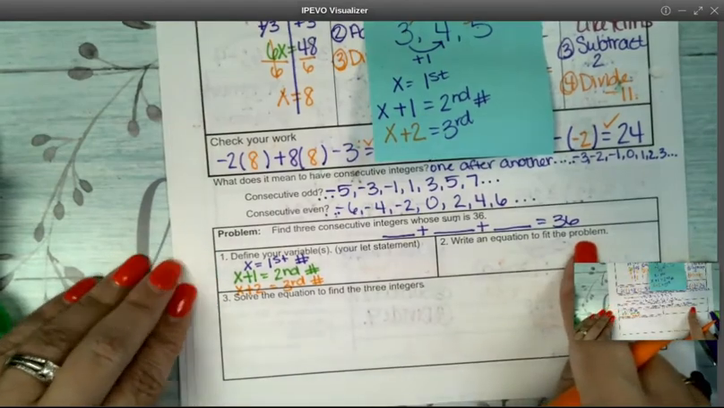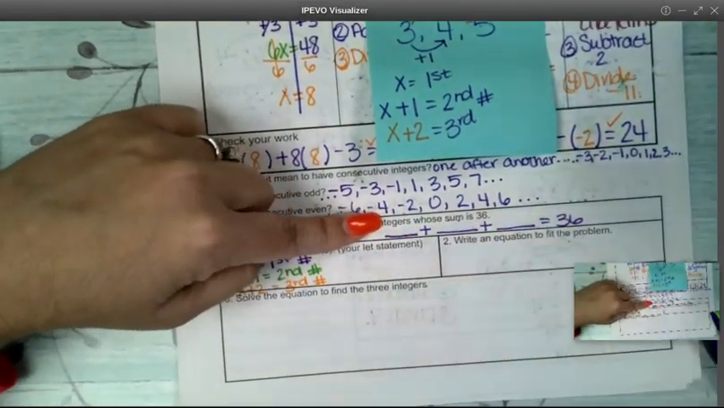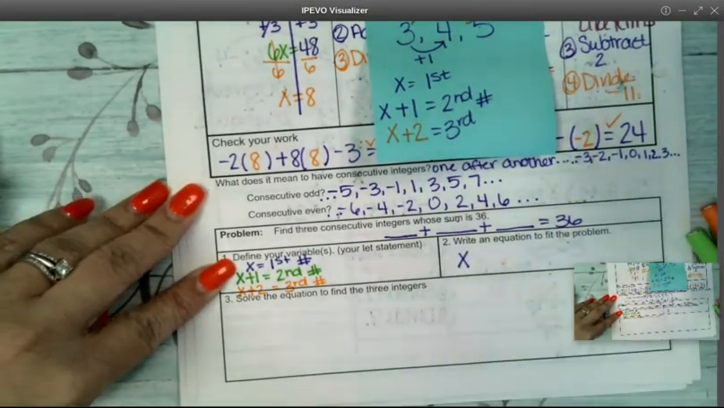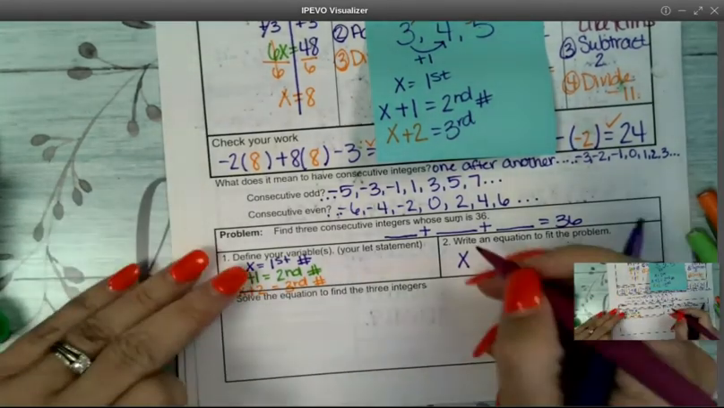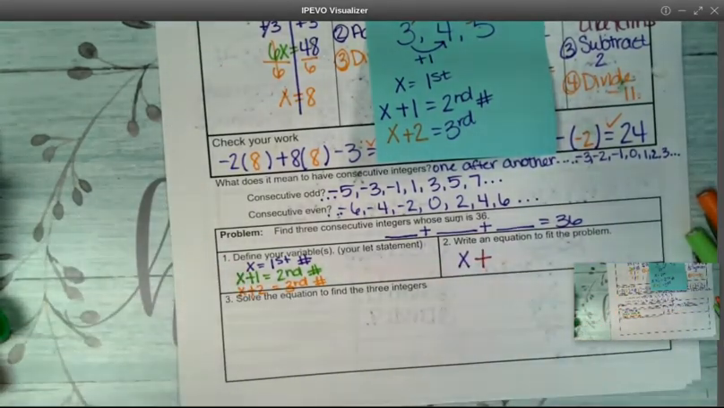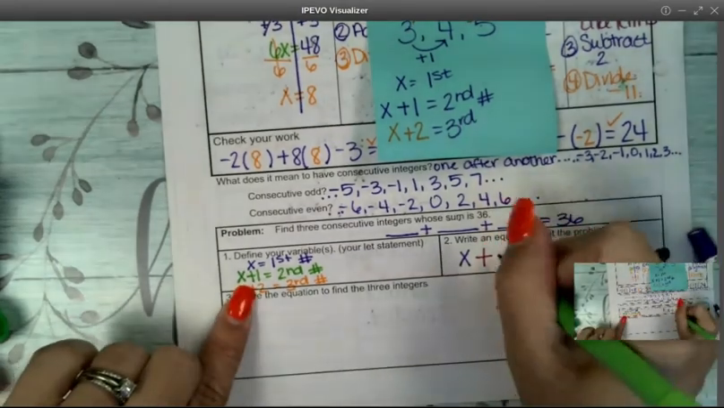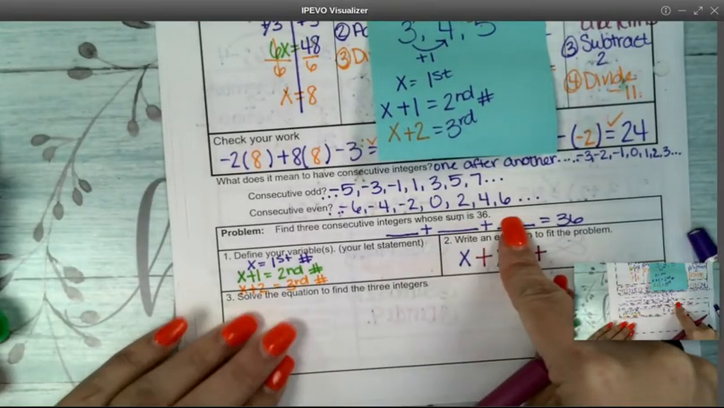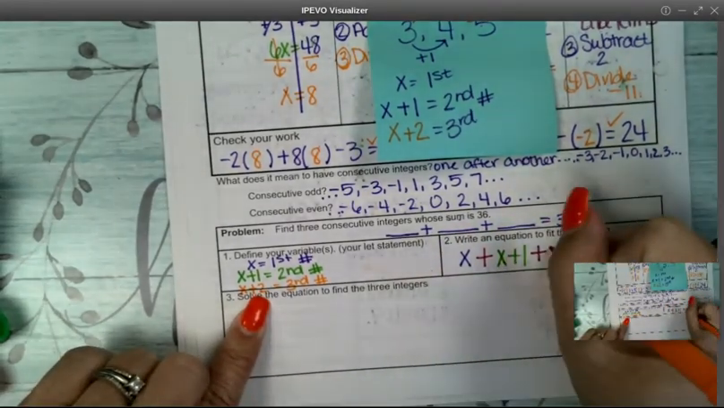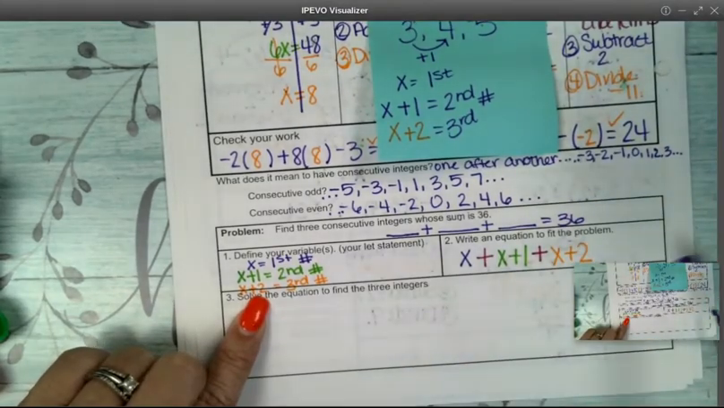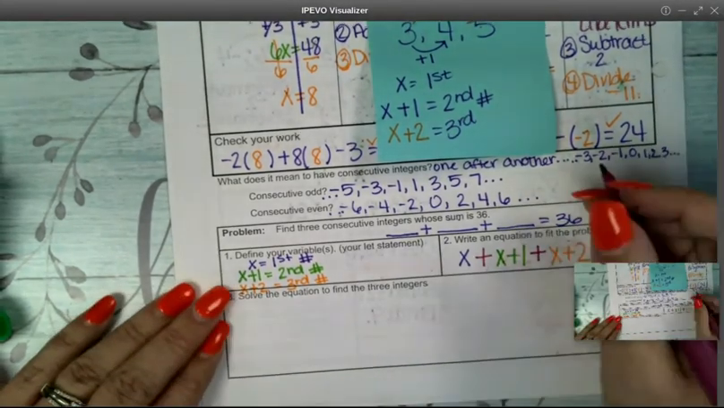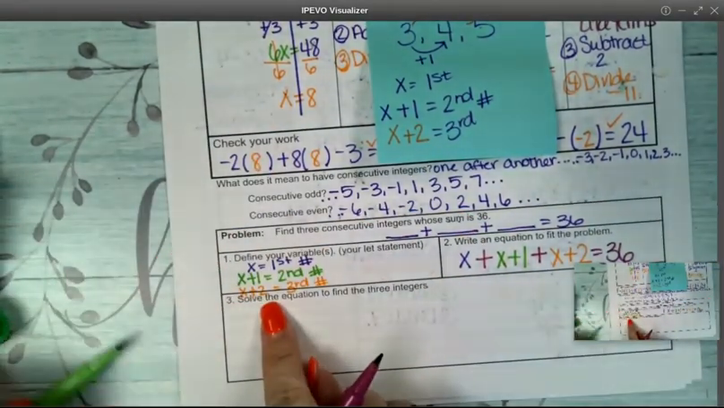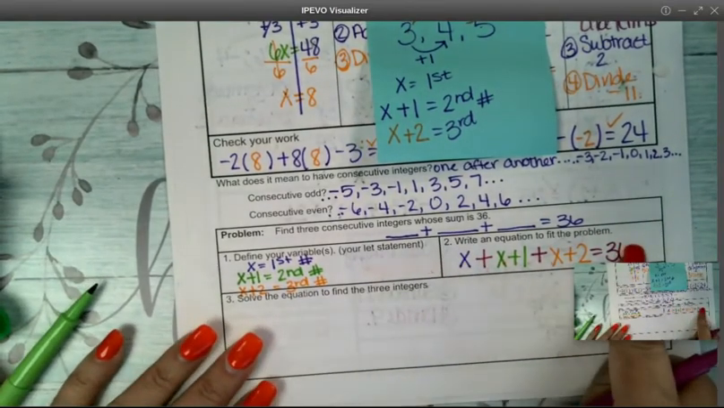So to write the equation to fit this problem, we've kind of got it set up here. But now let's put our variables and numbers in it. We have x, and then we're going to say plus. That's the first number. The second number, which was x plus 1. I'm trying to color code this so you can see it. Plus the third number. And in this case, the third number was x plus 2. That is going to be equal to, in this case, 36.